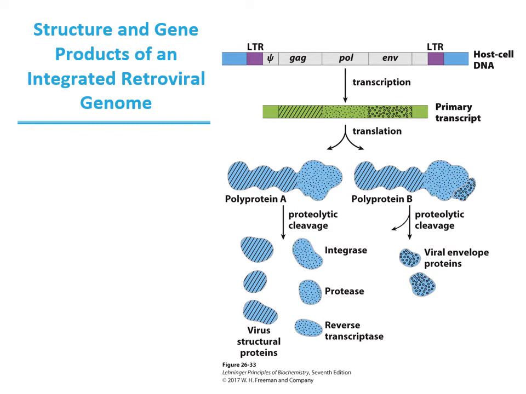Transcription of the retroviral DNA produces a primary transcript encompassing the GAG, POL, and ENV genes. Translation produces a polyprotein, a single long polypeptide derived from the GAG and POL genes, which is cleaved into 6 distinct proteins. Splicing of the primary transcript yields an mRNA derived largely from the ENV gene, which is also translated into a polyprotein, then cleaved to generate viral envelope protein.